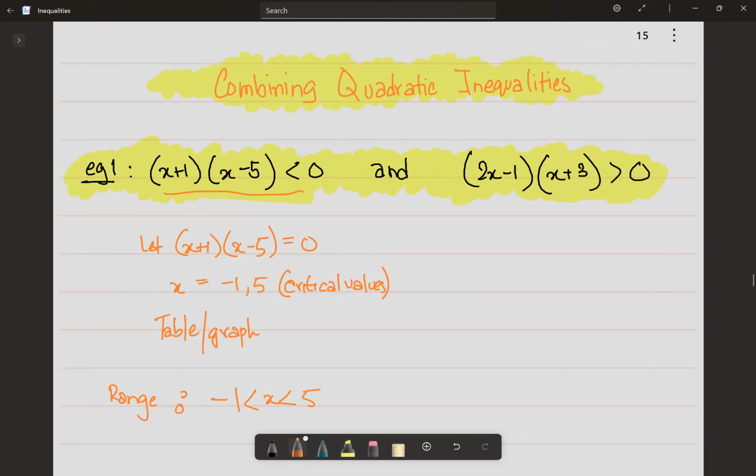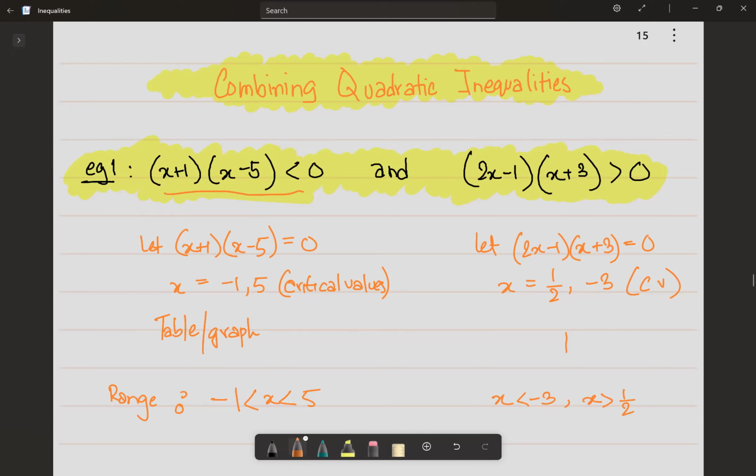And for this one, we will again consider it to be an equation. So let (2x - 1)(x + 3) equal 0. And from here, we get the two values of x, which are half and -3. And these are our critical values again. And then we draw the table or the graph, whatever is suitable, and then we find the range. The range for this one comes as x is less than -3 or x is greater than half.